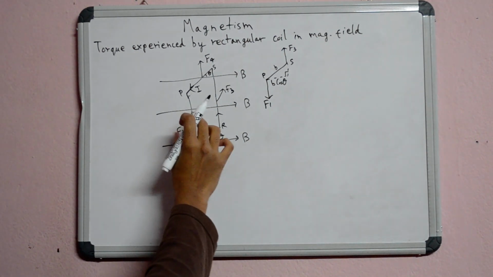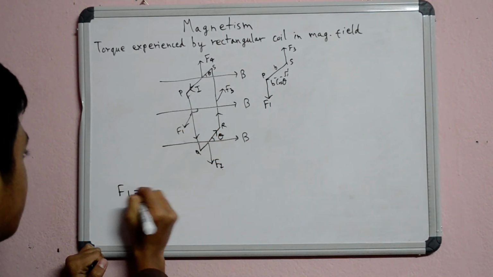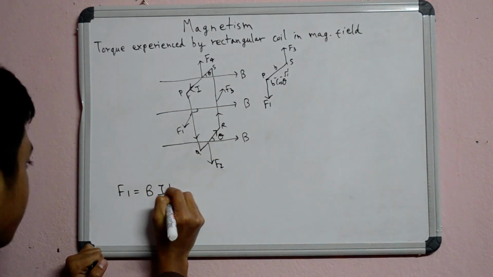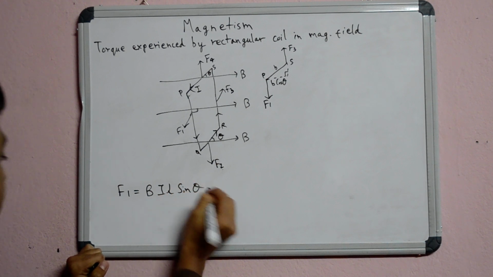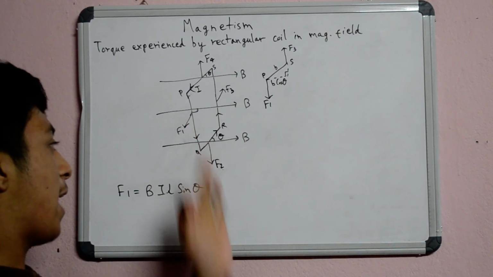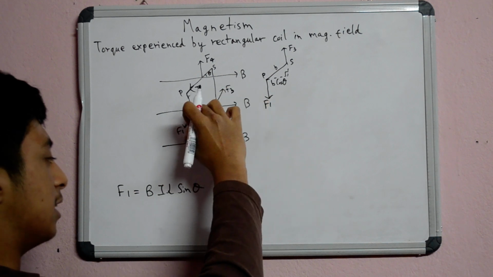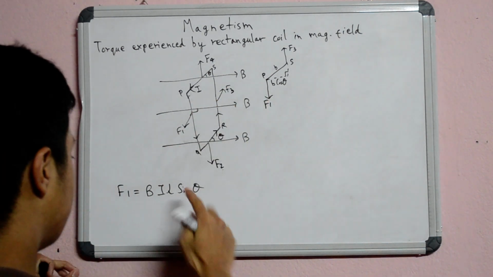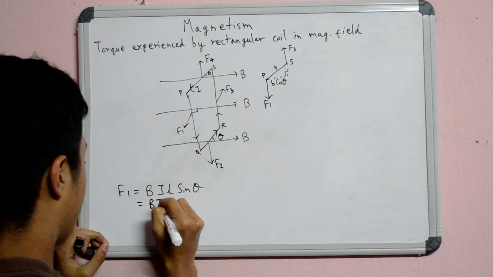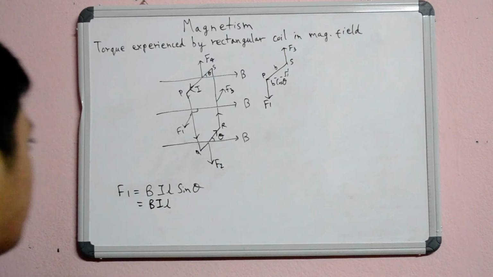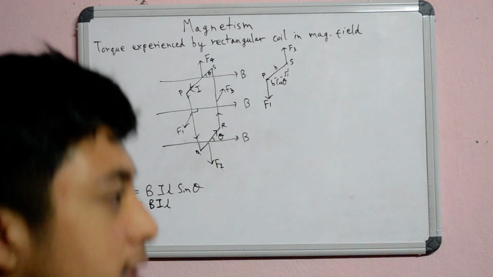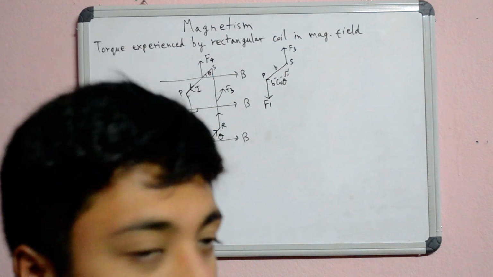Now, for the first force F1, this is equal to BIL sine theta. But here the angle between magnetic field and current is 90, so sine 90 is just 1. So this is equal to BIL. Now here for the force F1, its direction is given by Fleming's left hand rule.